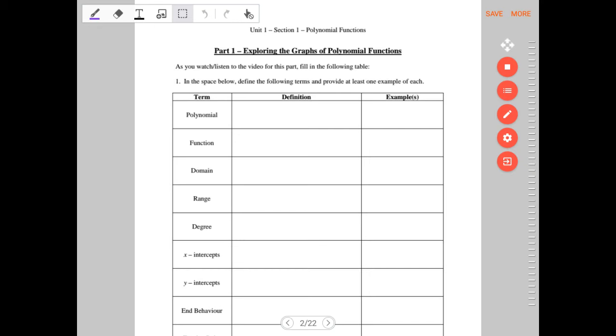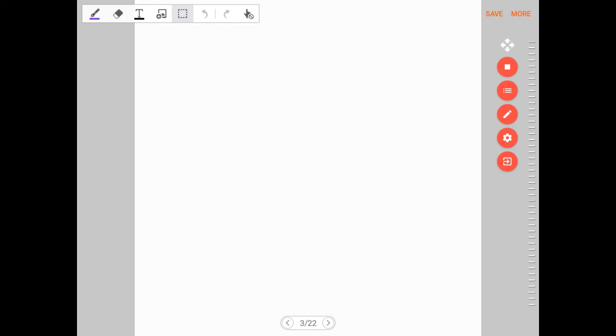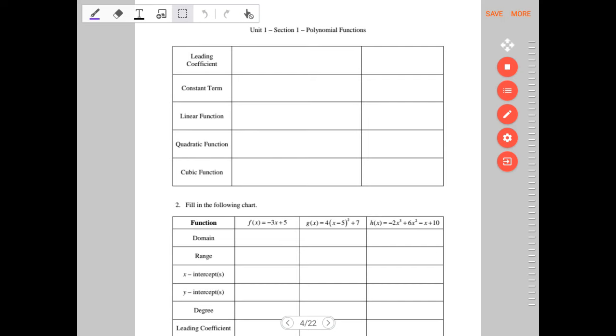So, if you haven't got this printed, please pause the video and go and do that now. And then when I start again, you will be able to fill in this table. It is on pages 2, as well as page 3 of your notes.